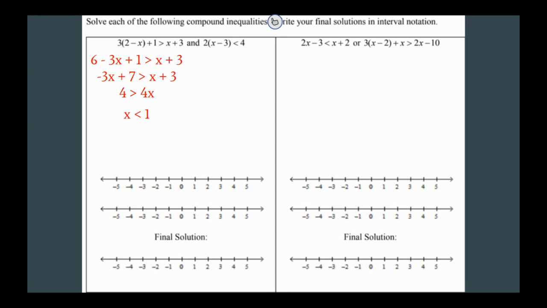Second inequality, distribute the 2, you get 2x minus 6 less than 4. Add 6 to both sides, you get 2x less than 10. You should get x is less than 5.